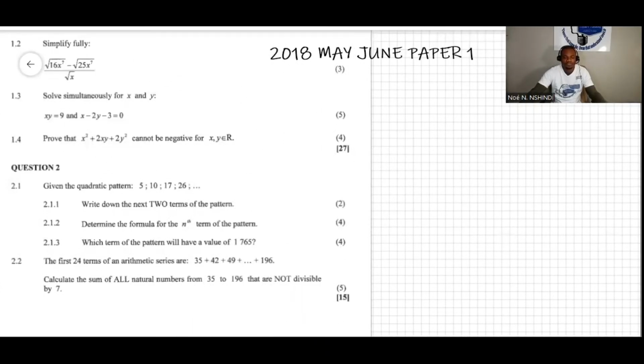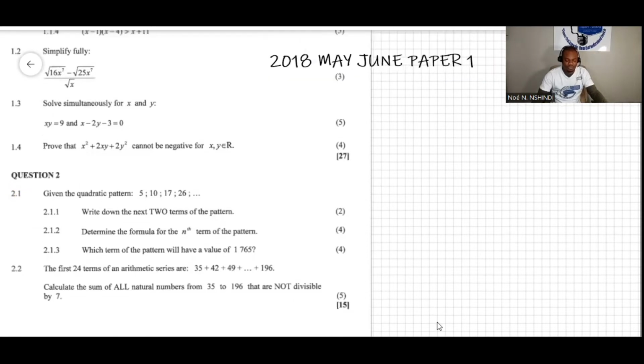Well, we have another question here, question 2. The question says, given the quadratic pattern 5, 10, 17, 26, and question 2.1.1 says, write down the next two terms of the pattern. So now we're going to do question 2.1 here, and then 2.1.1 says, write down the next two terms of the pattern. So now right here, 2.1.1, we're looking for T1 and T2.